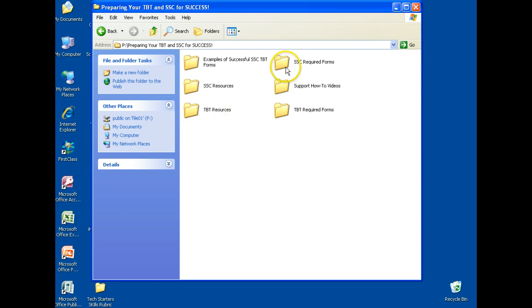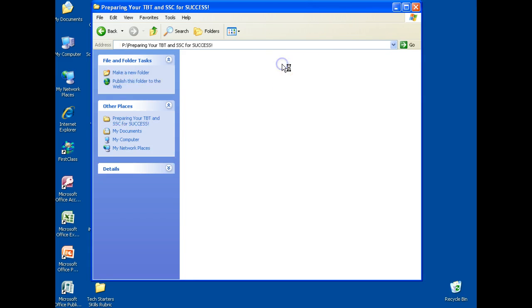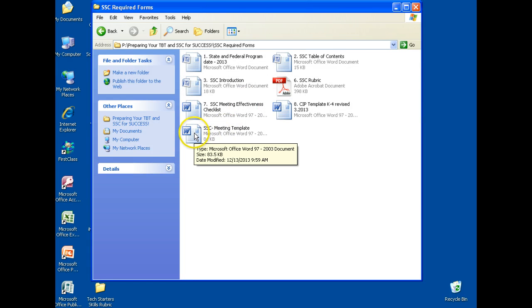Inside this folder, you will see SSC required forms. And inside that folder, you will find SSC meeting templates.